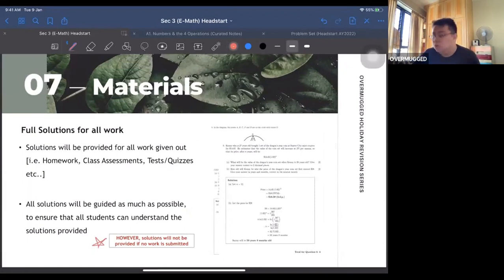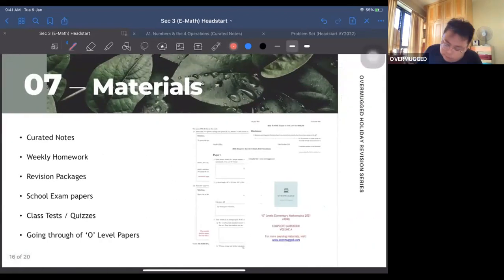Now, I don't chase students to do, but I do a one-to-one exchange. You give me your work, I give you the answer key. This is something that I enforce everywhere, all over my students. Now, just last few things.